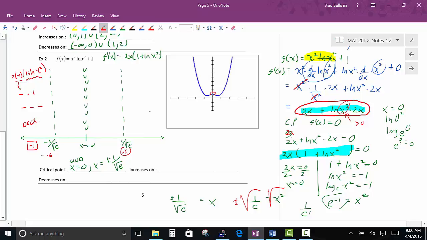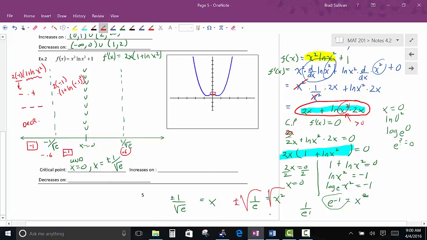So that's going to tell you the function is going to decrease right there. Now take a number between 0 and negative 0.6. We could take something like negative 0.1, plug that in and see what happens. If you do this, you would have 2 times negative 0.1 times (1 plus ln of negative 0.1 squared).